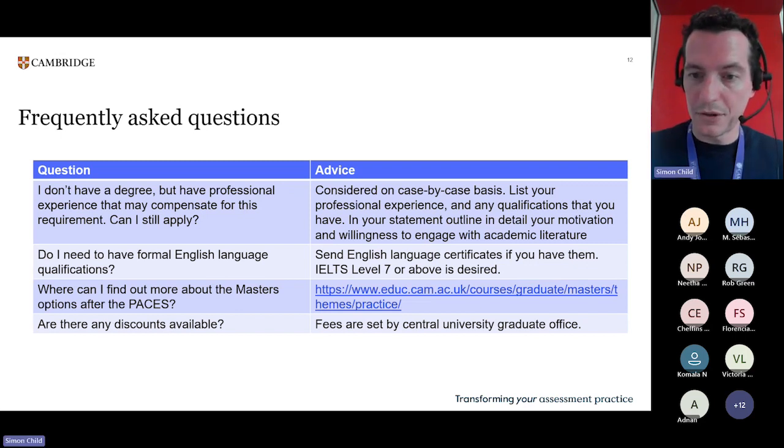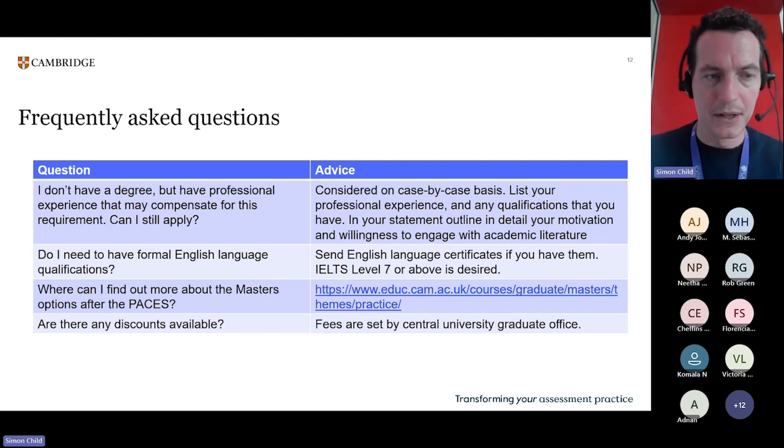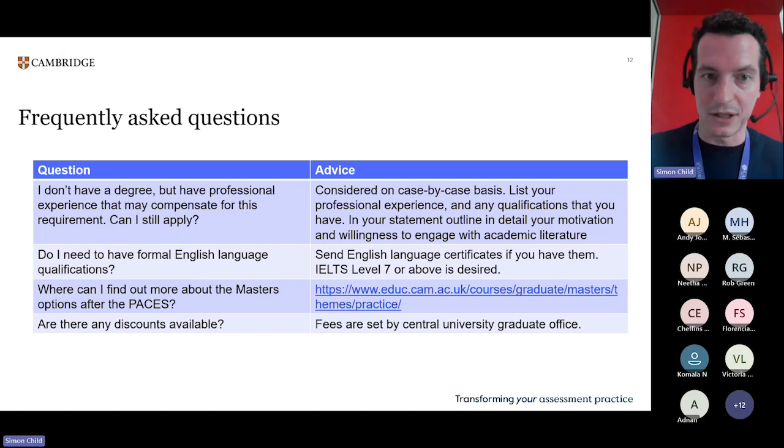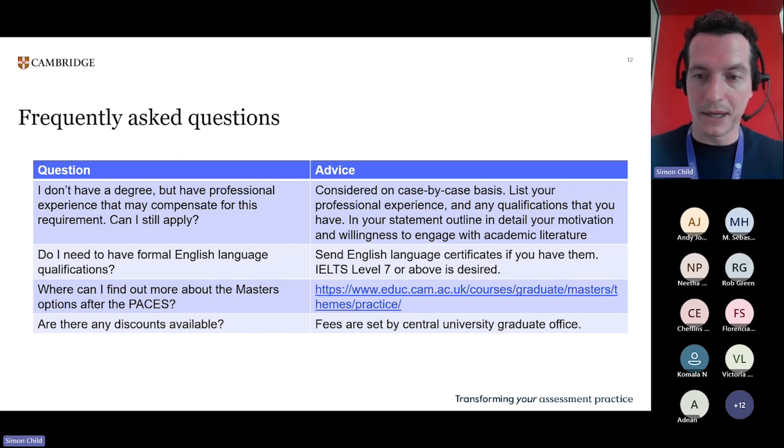Some students come to us who haven't had an undergraduate degree or a full undergraduate degree, but they have professional experience. Perhaps they've been working within an assessment context for a certain period of time. We consider these on a case-by-case basis, so it depends a little bit on the type of experience that you've had. So within your application, try and make your case.